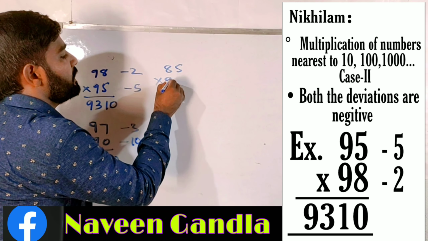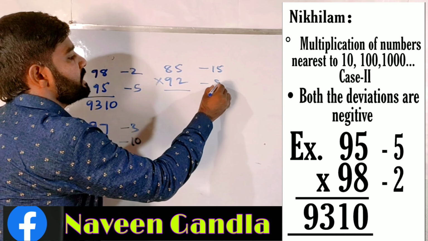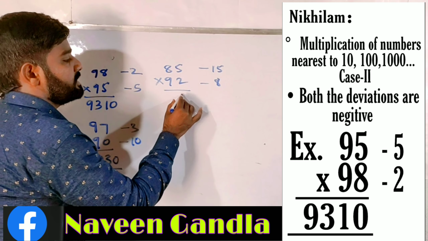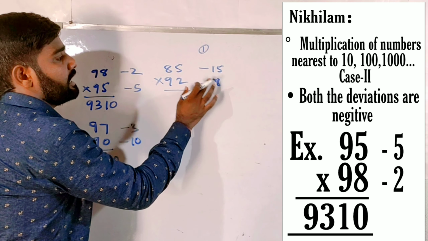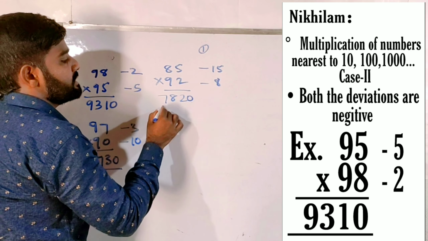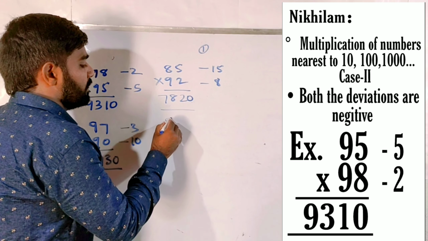85 into 92. It is 15 less than the 100. It is -8 less than the 100. 15 8s are 120. Consider only two digits here. 20, remaining one is carry. 85 minus 8 is equals to 77, plus 1 is equals to 78. The answer is 7820. One more example.